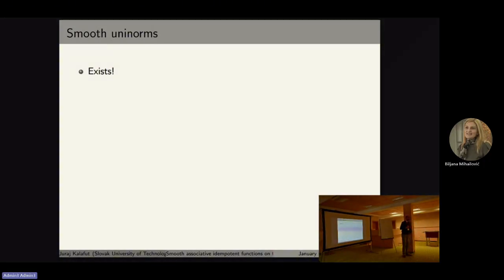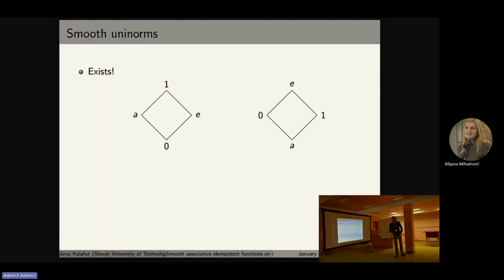And also, smooth uninorms exist, but we have to go to specific finite lattices, such as this one. Here we have the diamond, and this is the lattice induced by such a uninorm. It's the simplest one. And I will try to explain how smooth idempotent uninorms work.